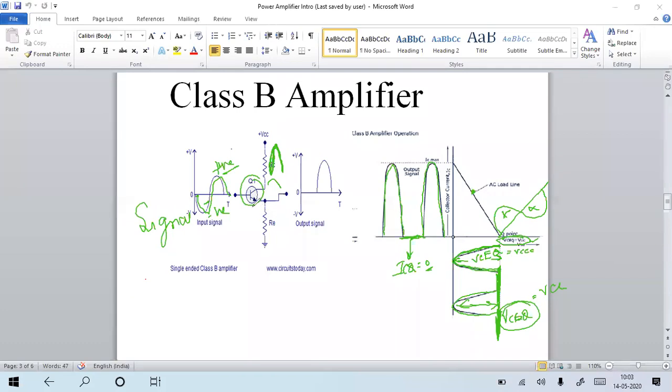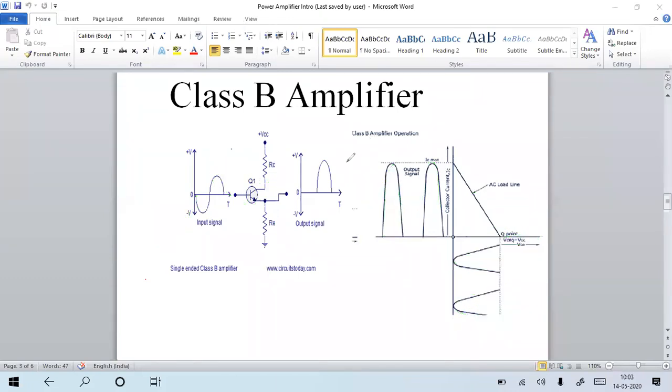So only one half of the cycle is retained at the output side, because your transistor is biased in such a way that it will be in the cutoff mode. That means you are not applying any DC signal to the base terminal. Because of that, the transistor will always remain in the off state, that means cutoff mode. When you apply an alternating signal consisting of a positive cycle as well as a negative cycle, whenever the positive cycle enters, the device is on. Whenever the negative cycle enters, the device goes to the off state.